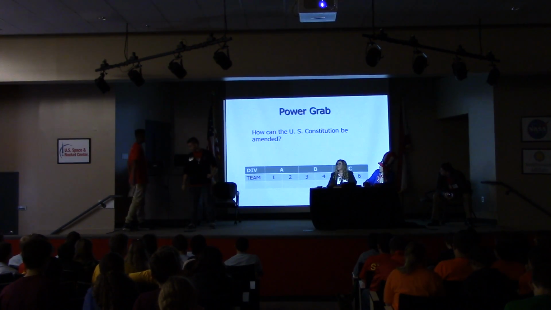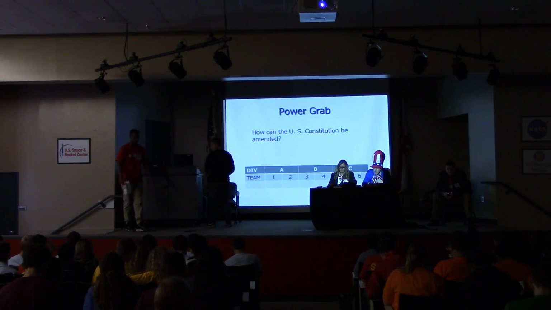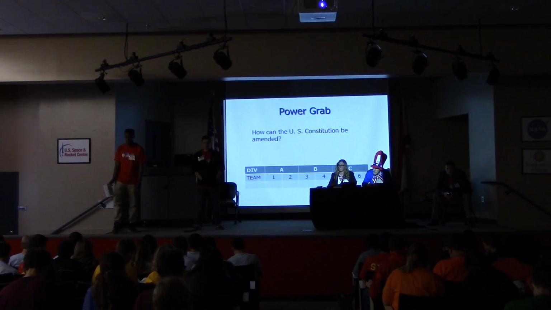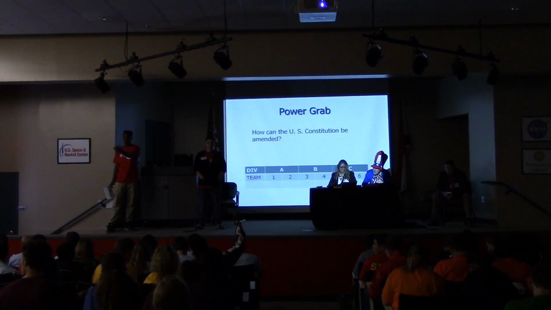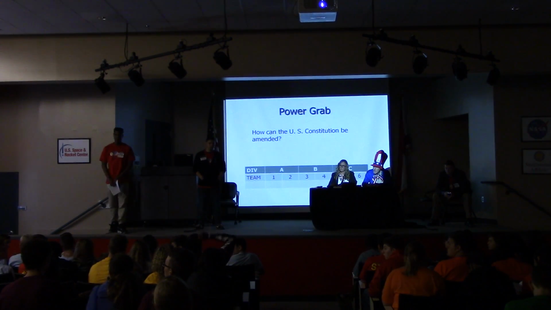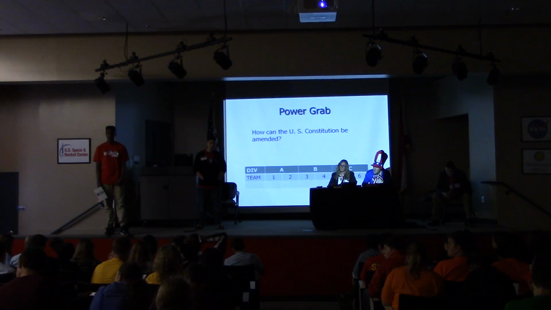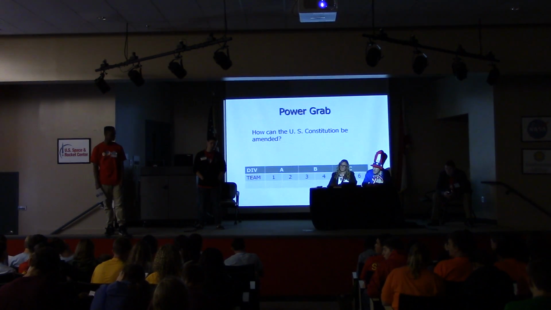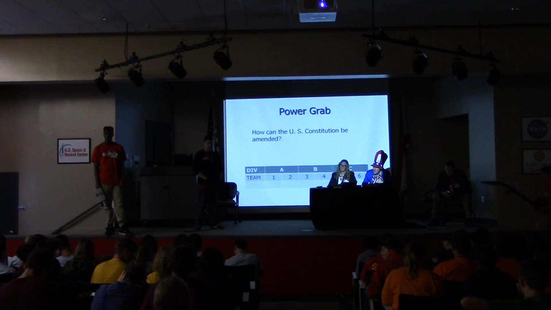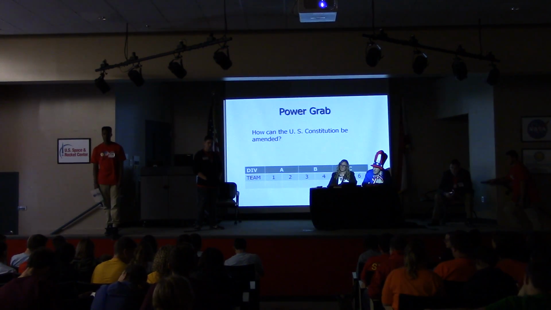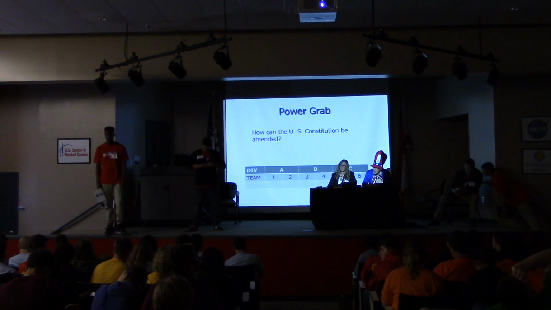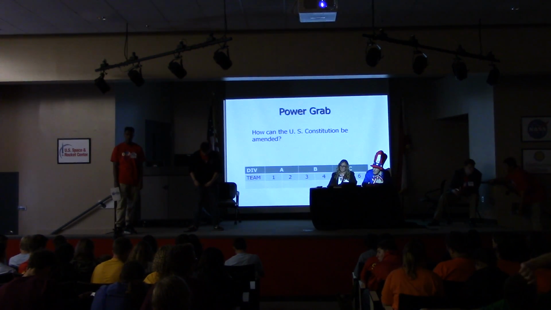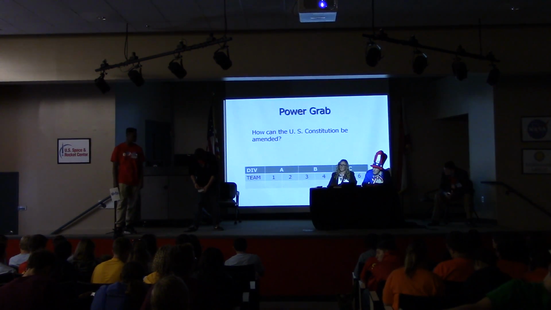All right. How can the U.S. Constitution be amended? Team 6. Article 5 says the Congress, whenever two-thirds of both houses shall deem it necessary, shall propose amendments to this Constitution, or on application of legislatures of two-thirds of several states shall call a convention for proposing amendments, which in either case shall be valid to all intents and purposes as part of this Constitution when ratified by the legislatures. Good job.